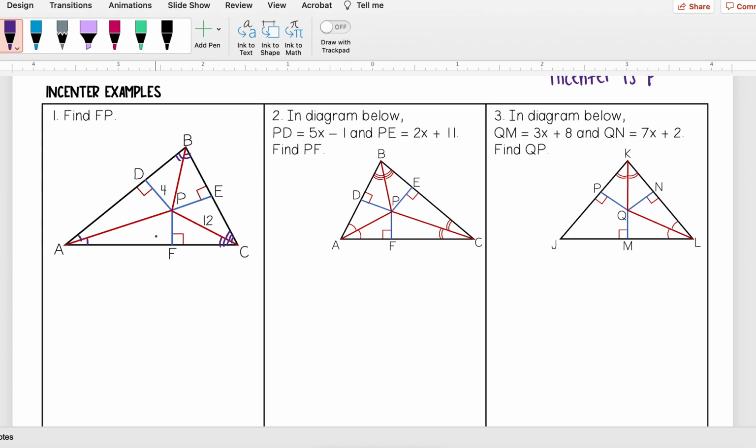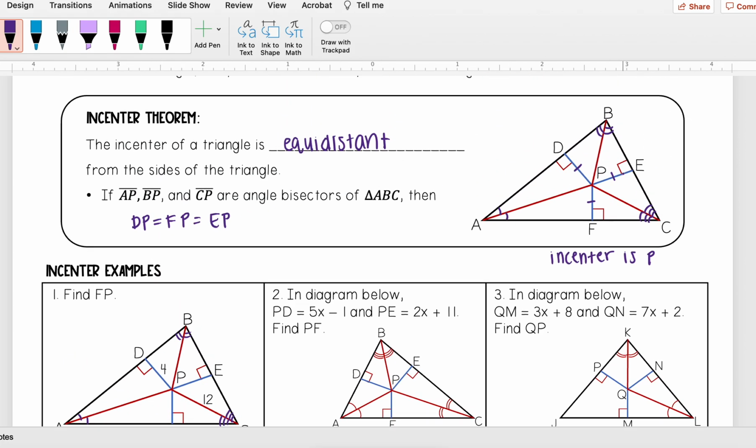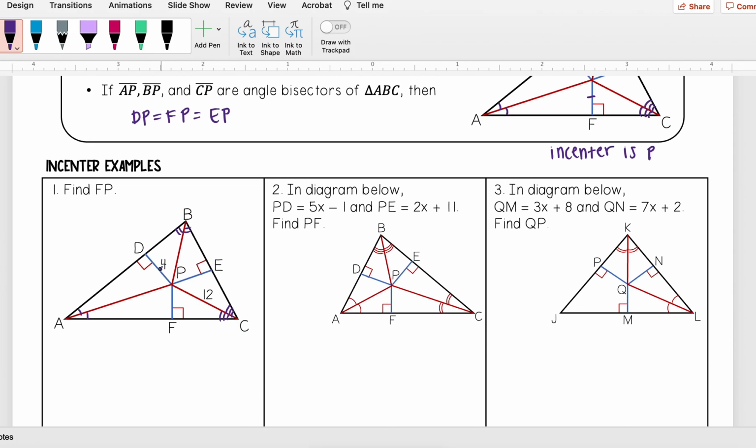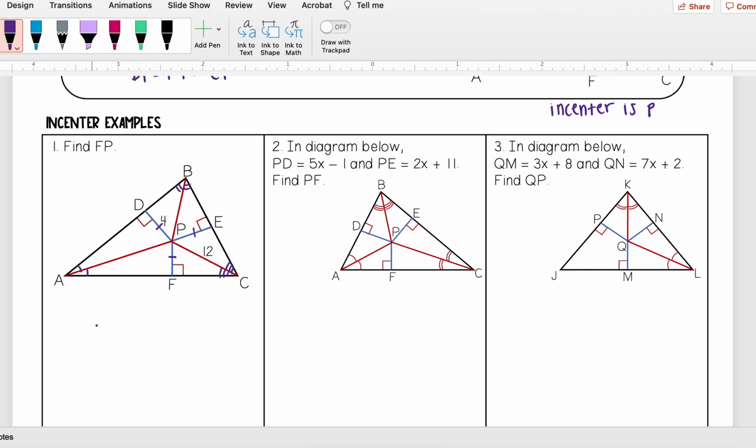Well, we know from our incenter theorem that all of these perpendicular lines are actually all congruent to each other since P is the incenter. So that means that DP is equal to PE, which is equal to FP. So FP is equal to DP. Here we see that DP is equal to 4, so that means that FP is also equal to 4.